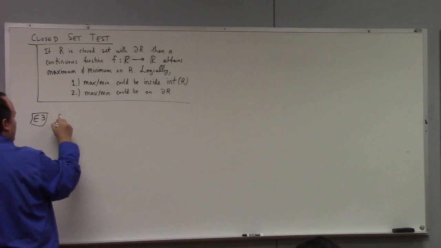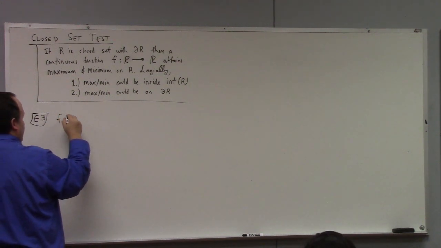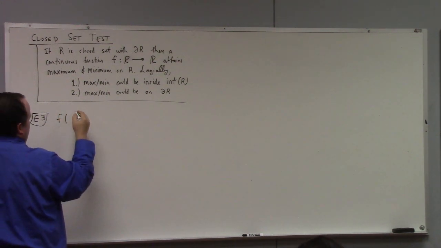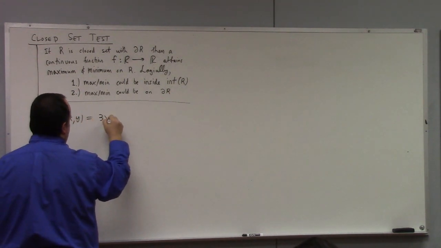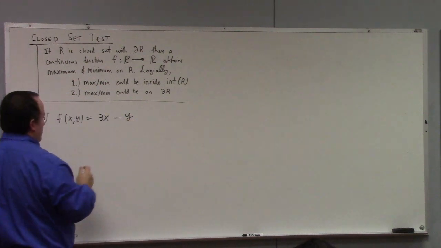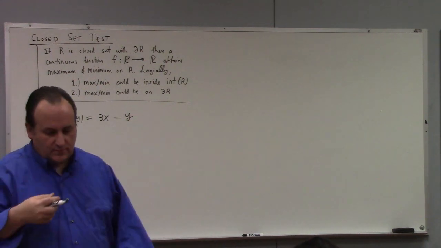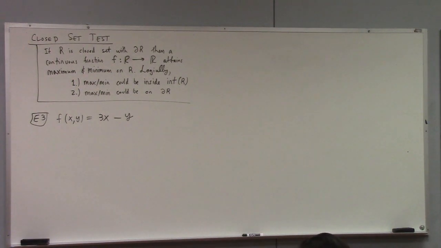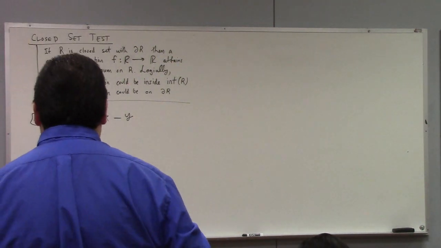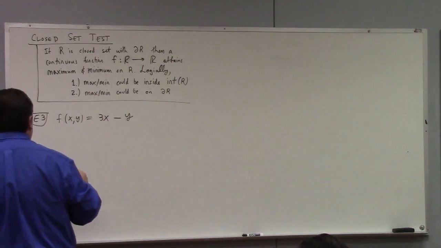So I'm going to make this kind of an Uber example, if you will. Well, no, I'll be concrete here. f of x, y equals 3x minus y. All right. So that's my quote-unquote objective function. I'm trying to maximize and minimize that. And I'd like to do it on the region R.